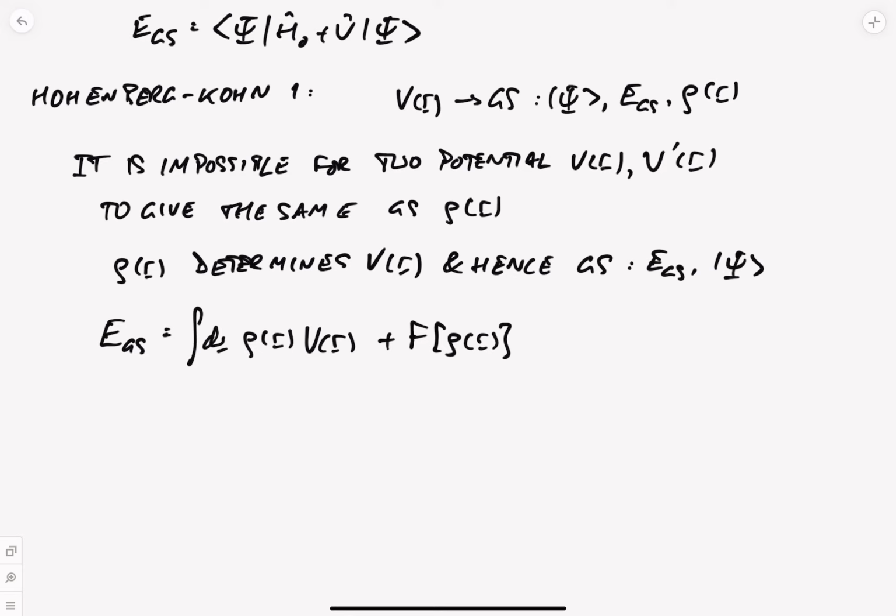F, of course, represents the expectation value of the Hamiltonian, or H0 that is. F is equivalent to the expectation value of H0, so the kinetic energy plus the electron-electron interaction. And what we're saying from this first Hohenberg-Kohn theorem is that specifying the charge density rho determines F and hence the ground state energy.